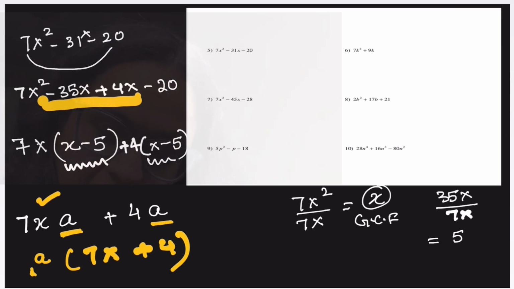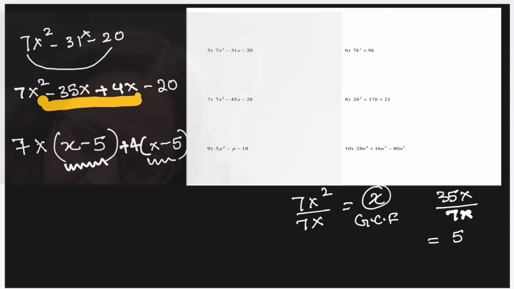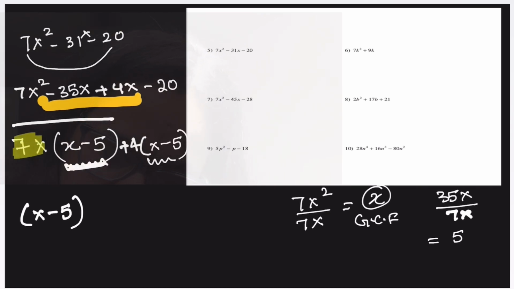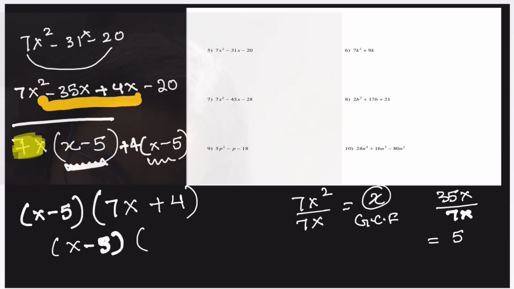So now imagine, instead of that a, we have x minus 5. So x minus 5 is our common term. I can factor this out. Now look at your first term. If you take out x minus 5, you will be left with 7x. So I will go ahead, put a parenthesis, write 7x. And now check your last term, and if from the last term you take out x minus 5, what would you be left with? You would be left with positive 4. So my two factors are x minus 5 and 7x plus 4.